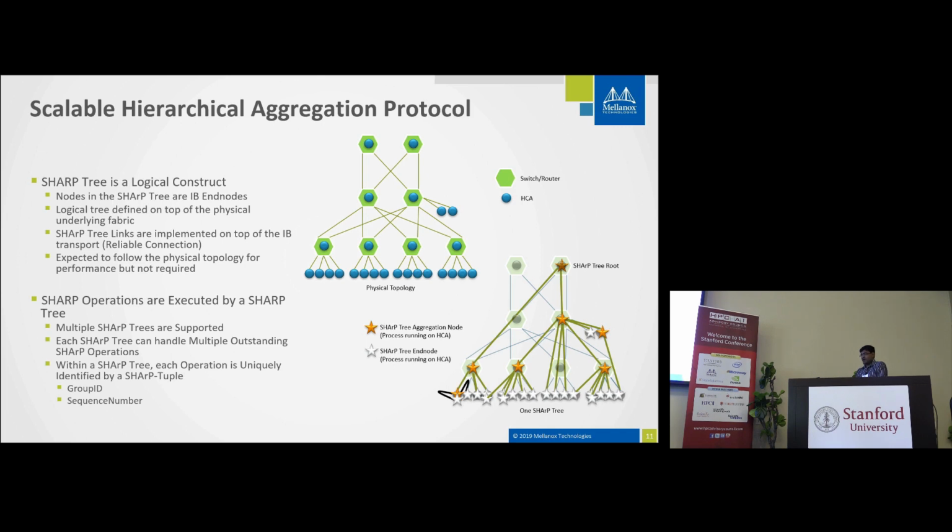and within the tree, the network identifies the operation based on the group ID and the sequence number within the operations. So if you construct a group, it's like an MPI concept. You can have many communicators, and within the communicators, the data is ordered by sequence number, and it supports multiple communicators and multiple jobs.